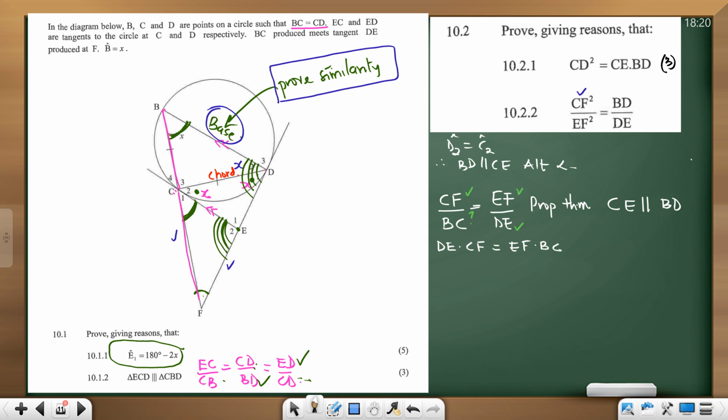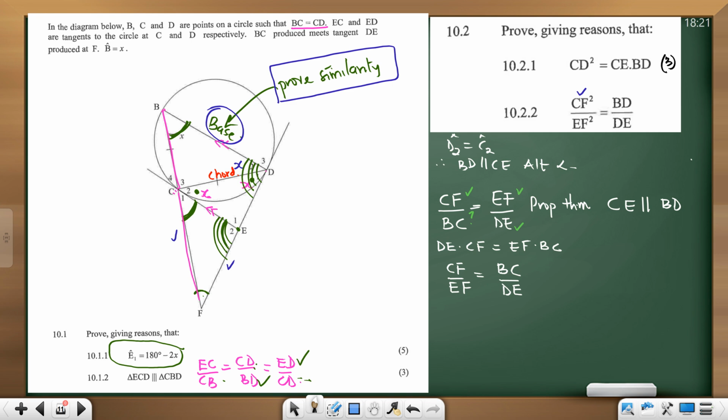My aim is to get CF over EF. If you did what I did earlier on, you are good. Divide both sides by EF. What do you have? CF over EF. Now on the right-hand side, I'm left with BC, then take the DE there. Are we okay with that line? So mathematically, I could say top over bottom. You are allowed to do that.